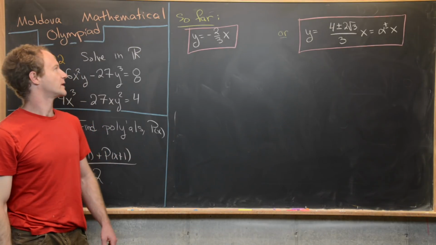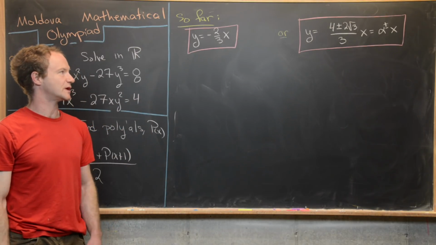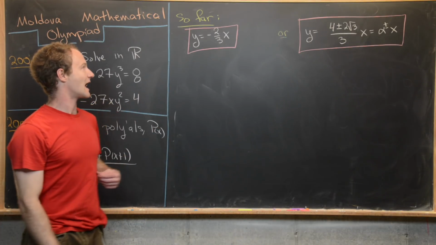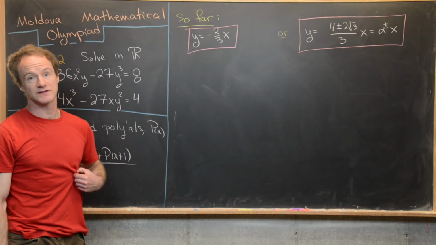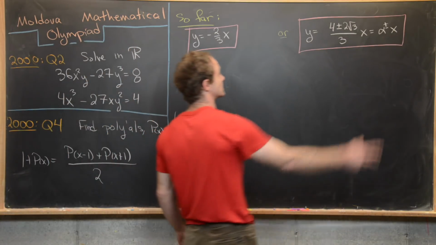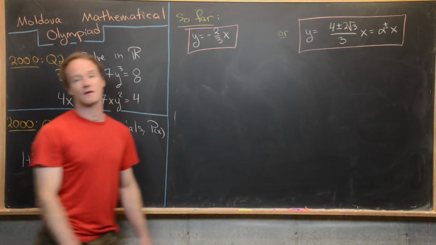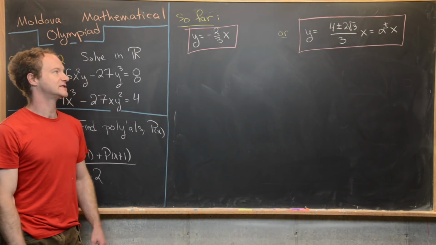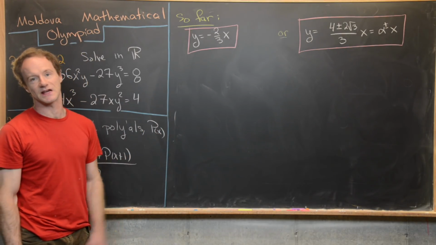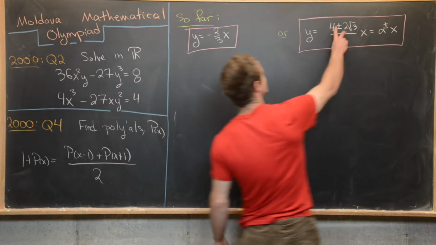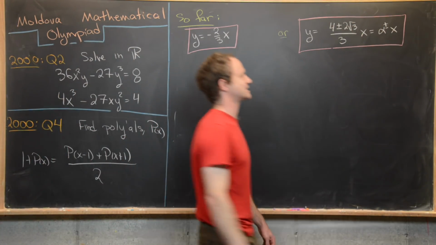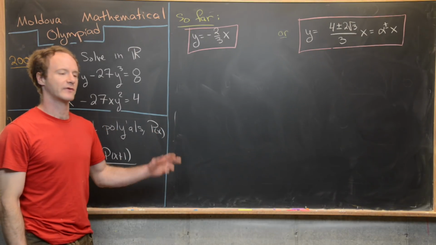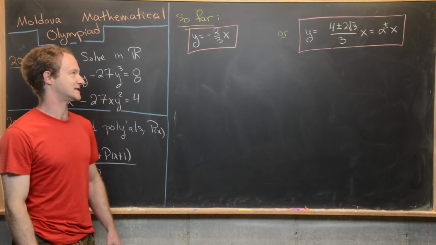On the last board, we determined that the relationship between y and x was one of the following setups. So we had either y was negative 2/3 x, or y was equal to this thing, which wasn't written like this on the last board, but I've simplified it like I said I would. So it's 4 plus or minus 2 root 3 over 3 times x. I'll call each of these numbers alpha plus or minus. So alpha plus will be 4 plus 2 root 3 over 3, and alpha minus will be defined similarly.